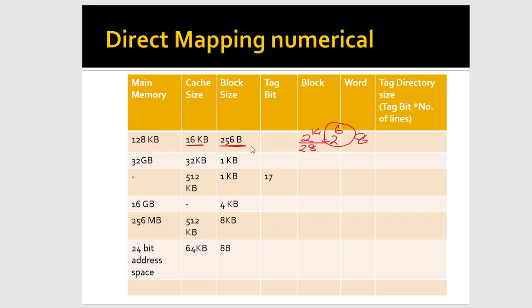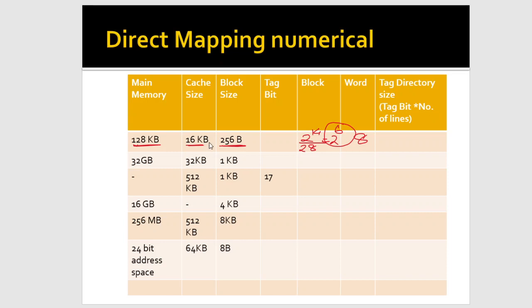And what is the tag bit? Tag bit you have to compute. 128 KB means 2 to the 7 plus 10, which is 2 to the 17. 17 plus 8 means 25. The address lines required for the main memory is 25.